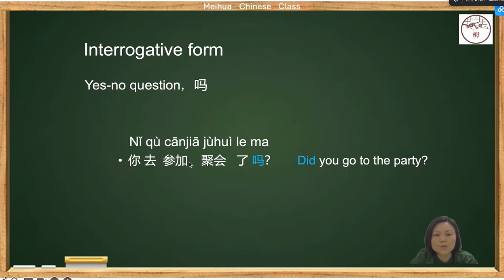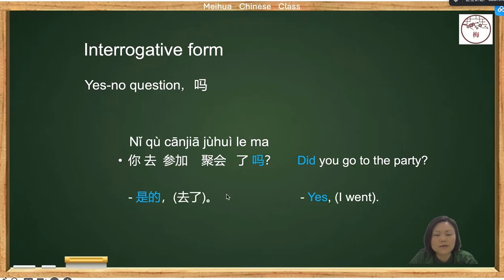你去参加聚会了吗？This is talking about an event in the past. So in the translation in English, we should use the helping verb for the past tense. Did you go to the party? We should not say do you or will you go to the party, right? Because the tense in the Chinese word is about the past.